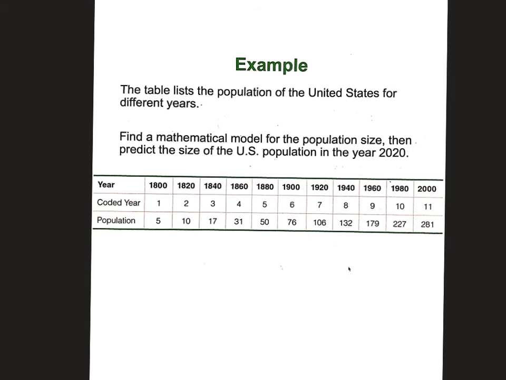All right, I'm going to show you one example, and then we're going to stop for the day. The table lists below the population of the United States for different years. Find a mathematical model for population size, then predict the size in the year 2020. Okay, so here's the year. We're calling 1800 year 1, year 2000 year 11. So we're going in basically decades. And here's what's happened to the populations.